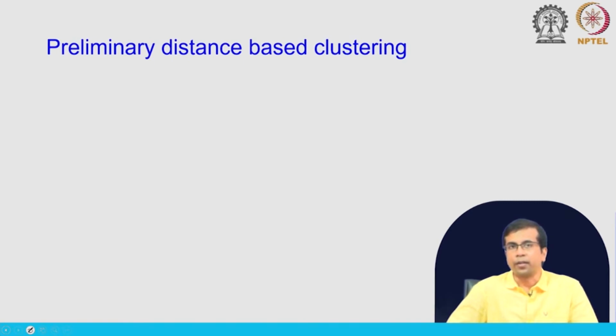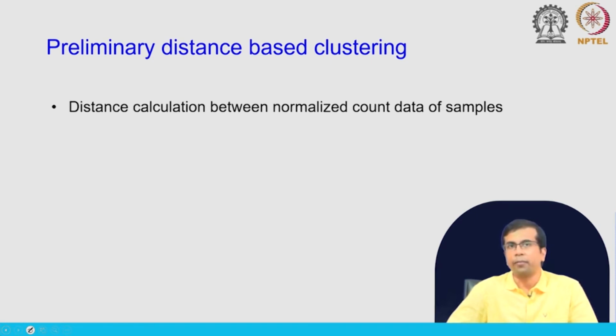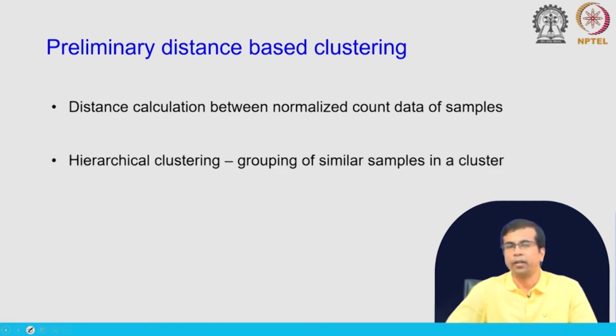Let us look at the preliminary distance based clustering. Here we calculate a distance between the samples based on their normalized count data, and we do something called hierarchical clustering. What it achieves is that it will group similar samples in clusters, so they will occur together in the cluster. We will see this now with the example and you will probably better understand what we mean by this.